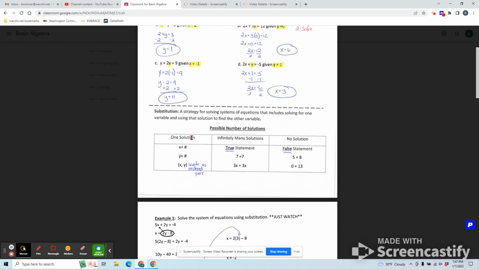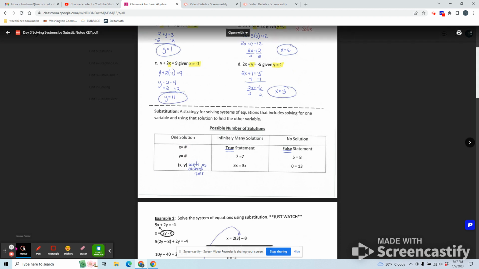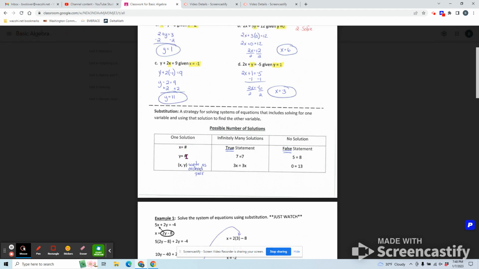So when we get one solution, we'll have x equals a number. This is just a number sign because that number changes from problem to problem. Or it could say y equals just a number. Once again, the number is generic. It could be any number. But if I get something after I do the substitution and it's x equals a number and y equals a number, then I have one solution. I'm going to write it as an ordered pair.